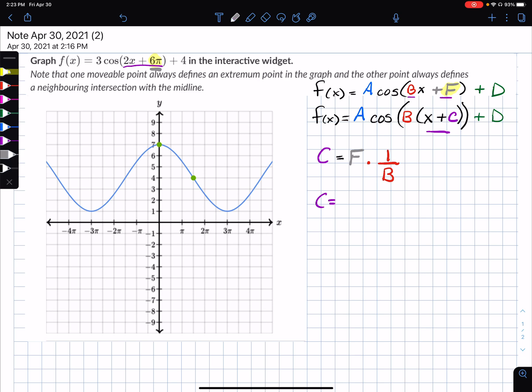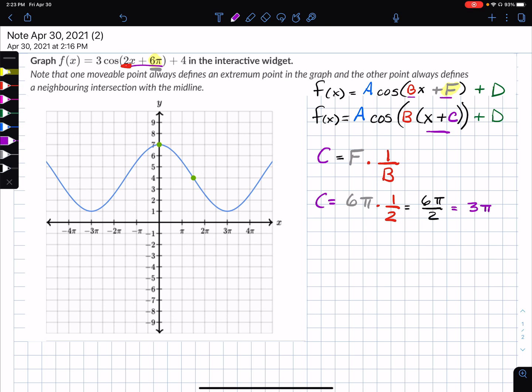Here's what that's going to look like when we execute it. This will be 6 pi, and the reciprocal of b is 1/2, since b is the 2 value out front of the variable x. So we multiply by the reciprocal, 1/2, and we get a c value, 6 pi over 2 when you combine that multiplicatively. And that'll reduce to just 3 pi.